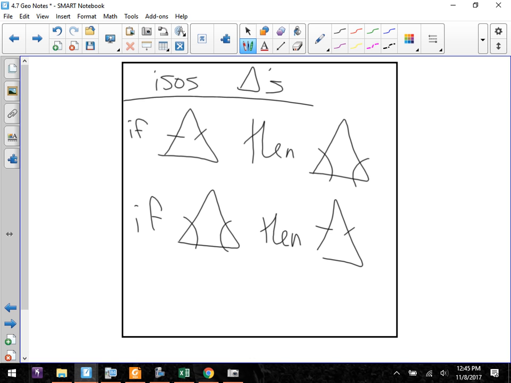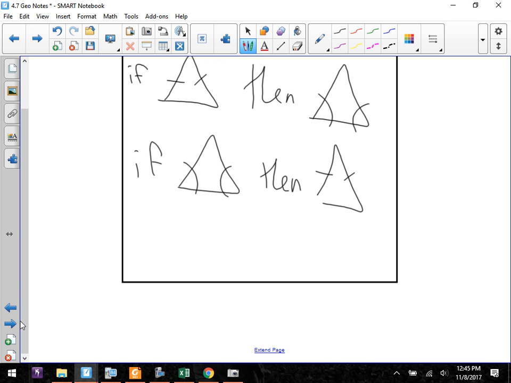I just wanted to make sure you had that on there because it does show up from time to time. If you want to put in there about vertex angle, the vertex angle is the one between. The vertex angle will be the one that's not congruent to the other two. Sometimes people put that in there just to have it in case the term ever comes up.